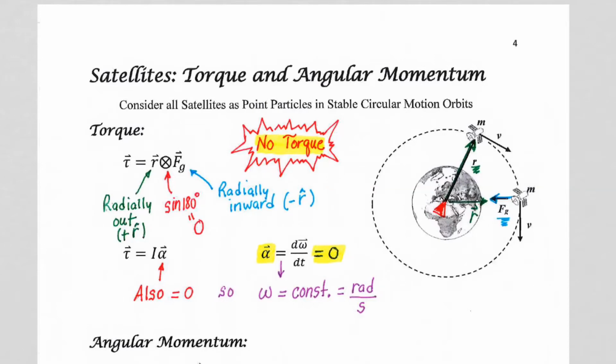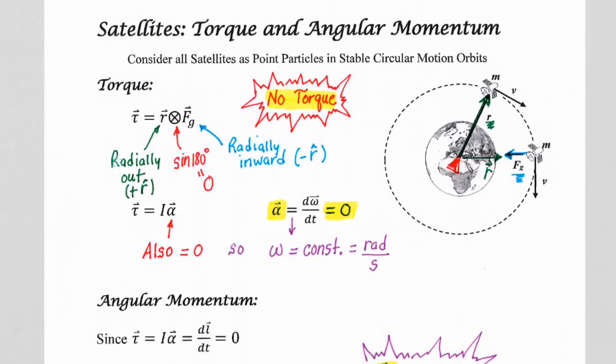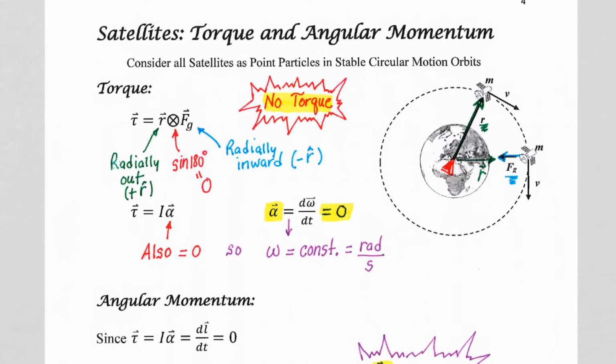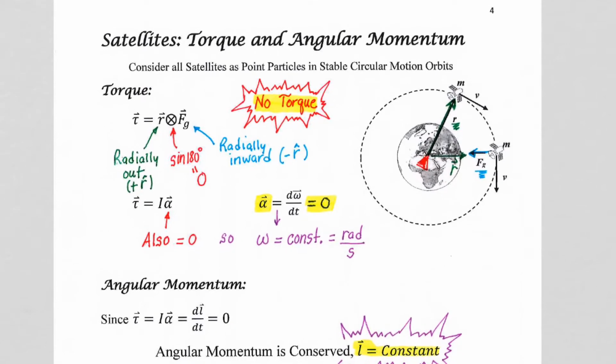We're now going to look at the torque and angular momentum of a satellite. The first thing we need to know about satellites relative to calculations is that we will always be considering the satellite to be a point particle. Now, our first consideration, torque, leaves the conversation very quickly because there is no torque generated by the gravitational force as a satellite remains in stable orbit.